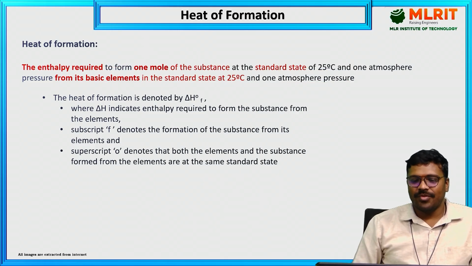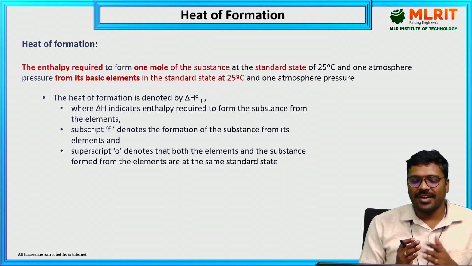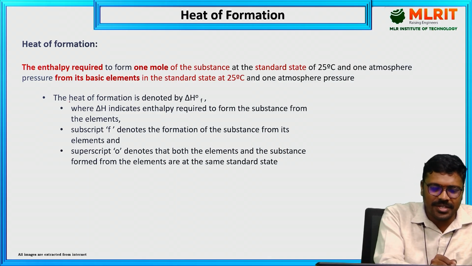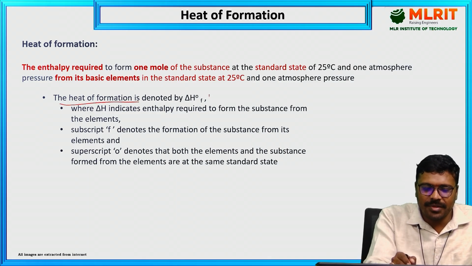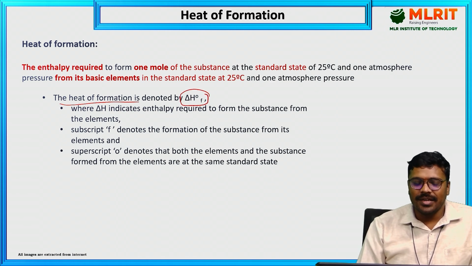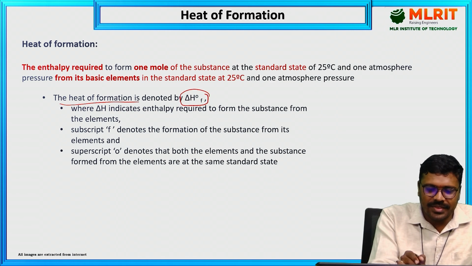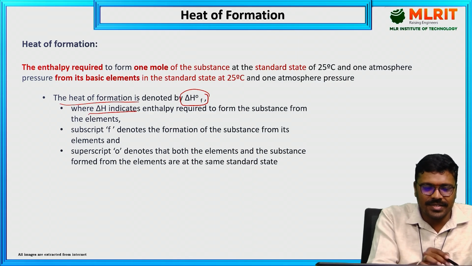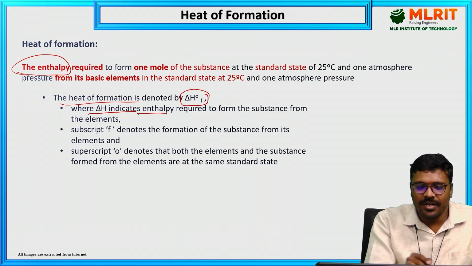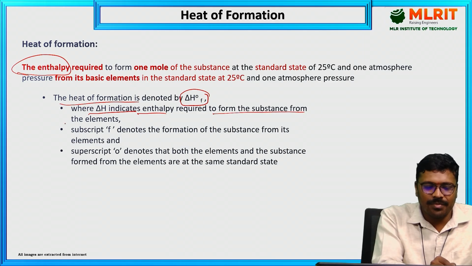Like that, we can calculate heat of formation for any substance. This heat of formation is denoted with the symbol delta H naught F. Here delta H indicates the enthalpy required to form the substance from the elements.